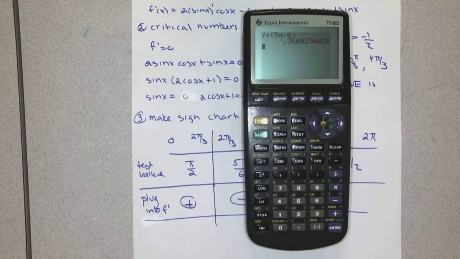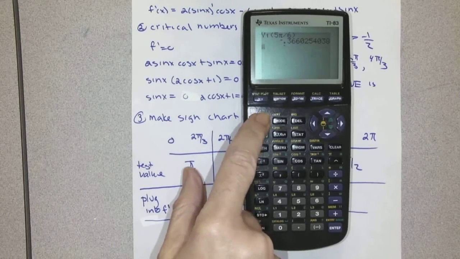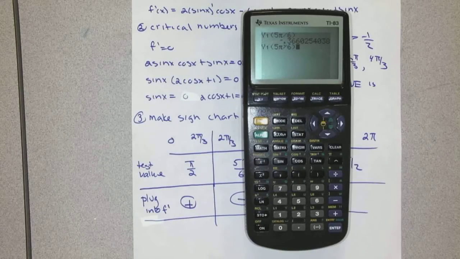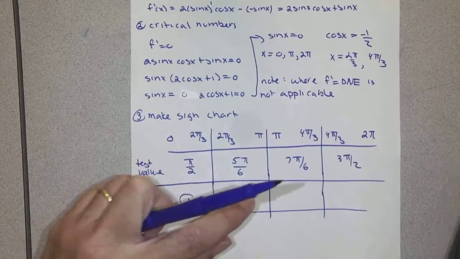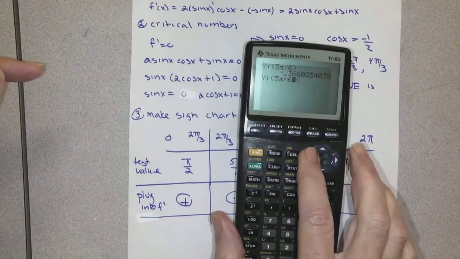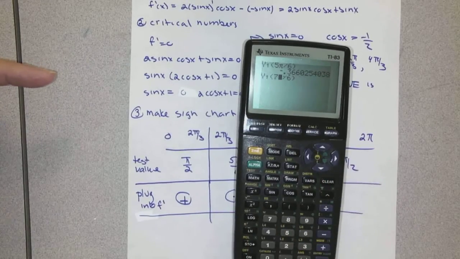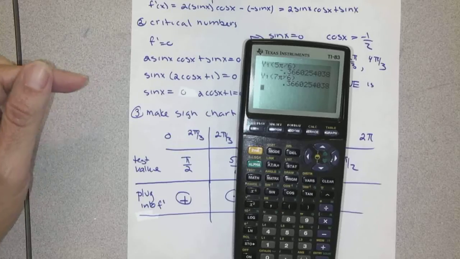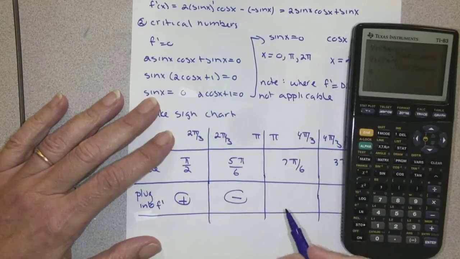Now you do not have to type that entire key sequence all the way down. If you want to do the same thing but don't want 5 pi over 6, you can just edit the previous line. Second, enter. That gives you your previous line, and then you can just go back and type what you want. I want 7 pi over 6. So instead of that 5, I want a 7. Hit enter, and that comes out to be positive.